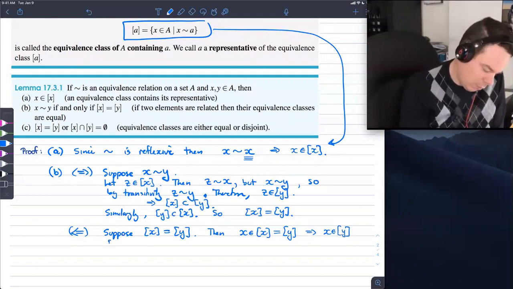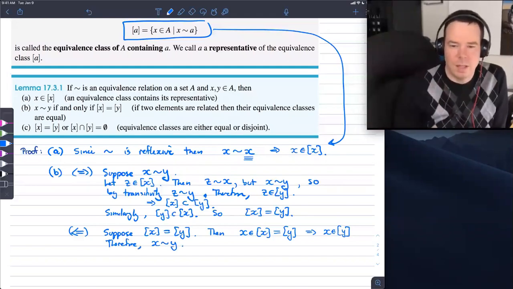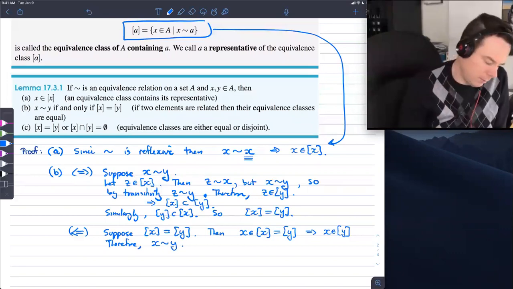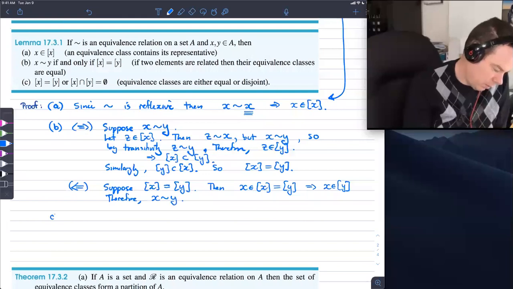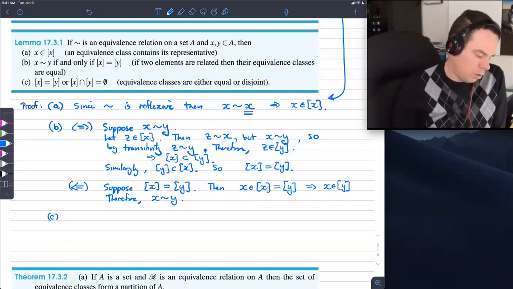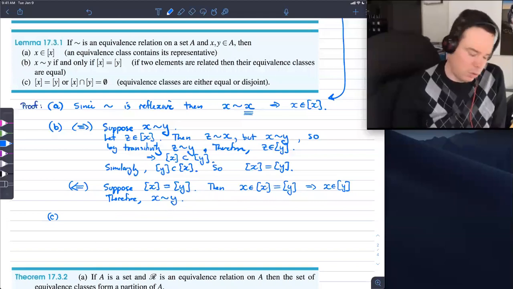And that means, therefore, since X is in the equivalence class of Y, it's related to Y. And so we get the opposite. If the equivalence classes are the same, then the elements are related. And the last one, we're going to show that equivalence classes are either equal or disjoint.